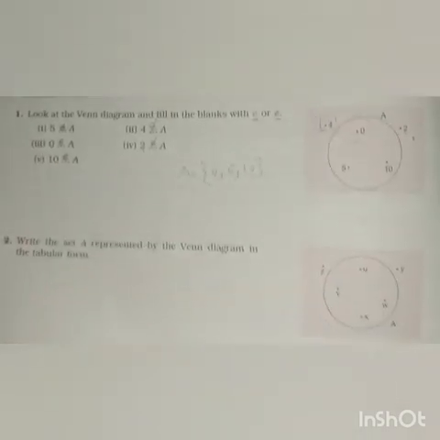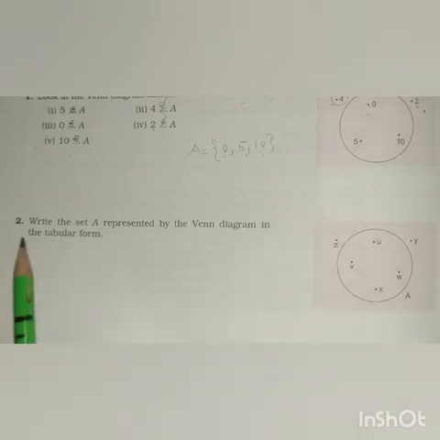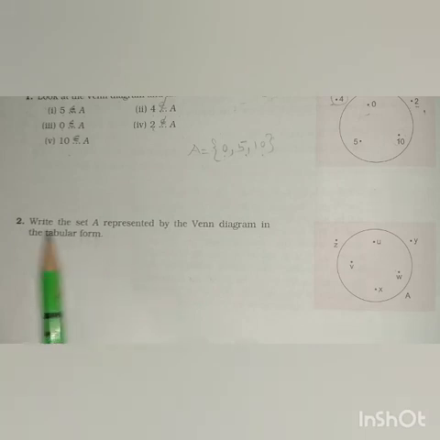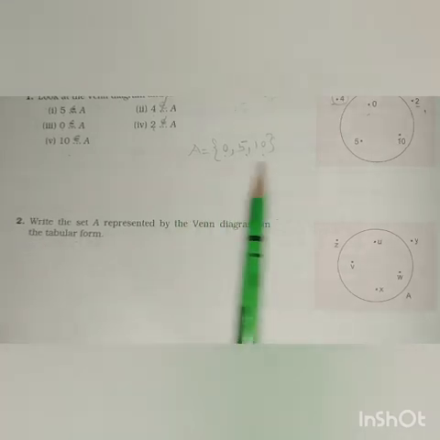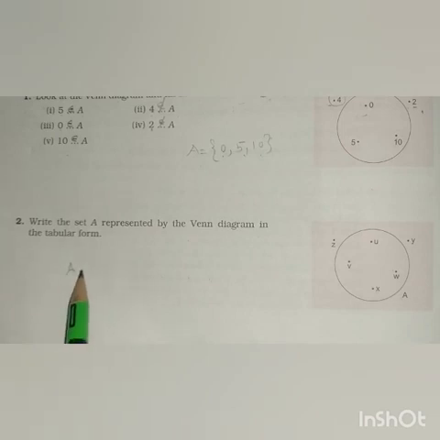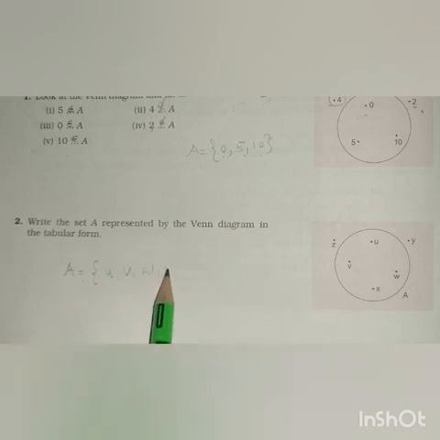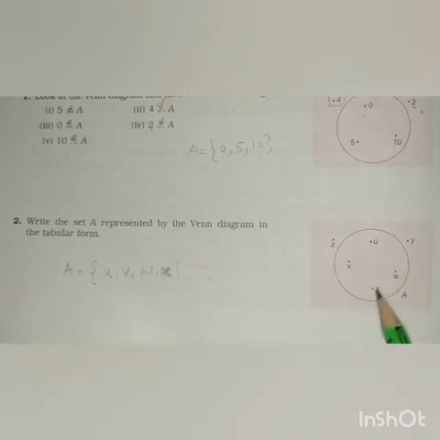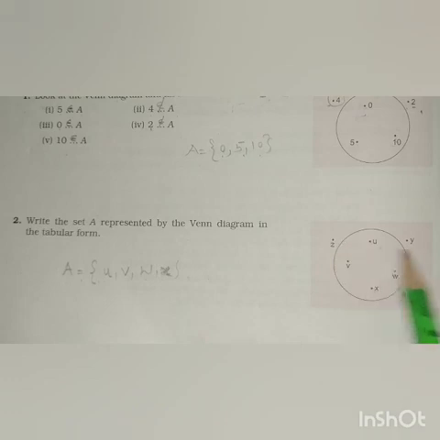Okay. Now question number 2. Write the set A represented by the Venn diagram in tabular form. You have to write the set in tabular form, means like this. Set A having elements U, V, W, X. So set A in tabular form is written as set A is equal to, in curly brackets, U, V, W and X. Okay, these are the four elements that are in the set, and this Z does not belong to this, and this Y also does not belong to the set.